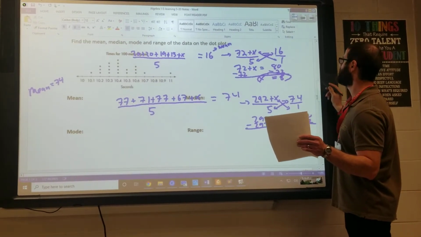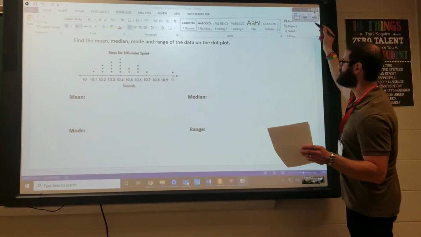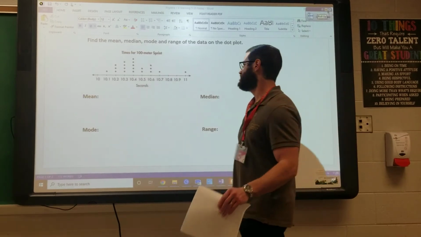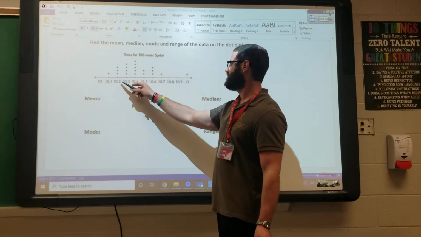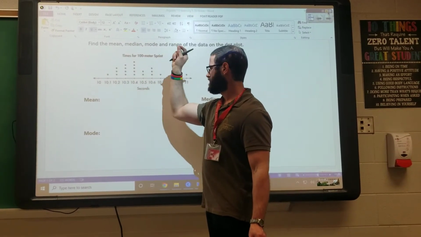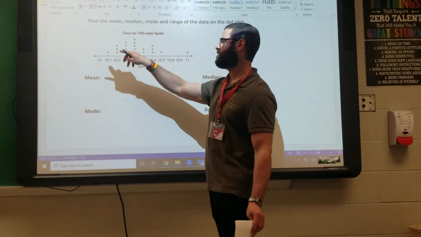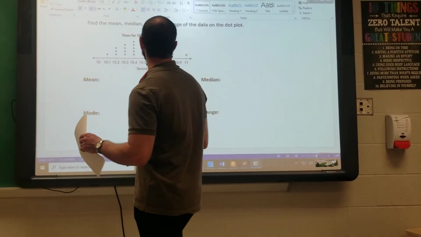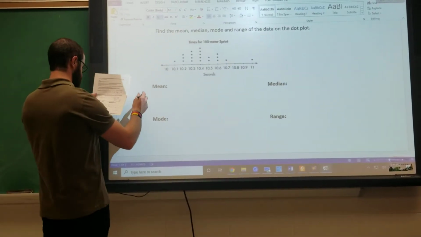certain values. So before we even start, what I'm going to do is go ahead and write out all the values. Notice this is times per 100-meter sprint, and the dots represent the number of occurrences at each value. Like there was one time of 10.1, there were 3 of 10.2, and so forth. So I'm going to go ahead and write out all the values.